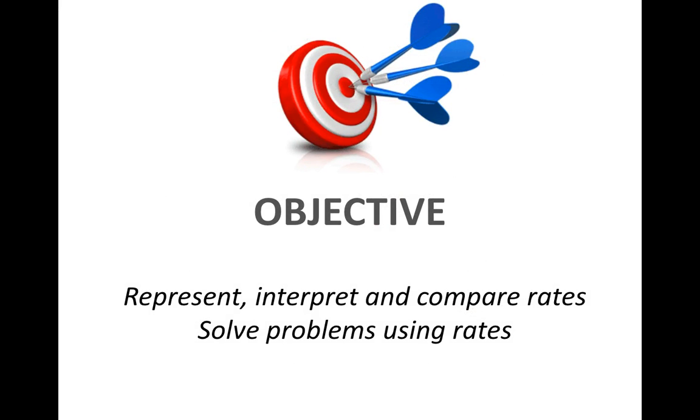So what we've done in part one of this section is we've learned what rates are. How do we represent information in rates? How do we interpret them? And how do we compare them? And then we've done some solving of problems using rates.